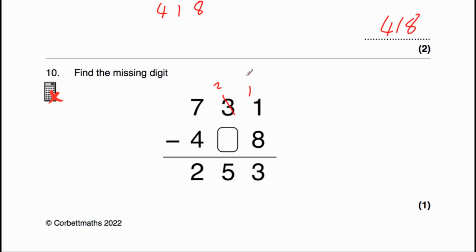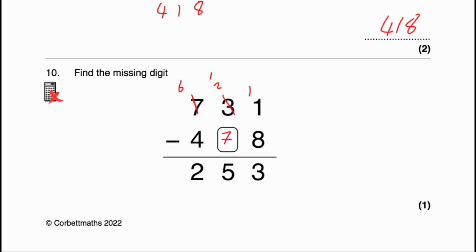Now, let's move to the tens column. We've got 2 take away something is equal to 5. Now 2 take away something can't be equal to 5, so this digit must be bigger than 2. So we must have borrowed, so let's call that a 6, not a 12. 12 take away something is equal to 5. Well, that would have to be 7, because 12 take away 7 is equal to 5. And 6 take away 4 is equal to 2. So the answer would be 478. And if we checked it, we would get an answer of 253. So the missing digit was a 7.